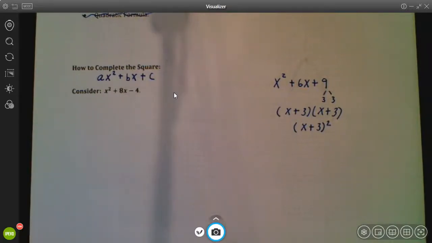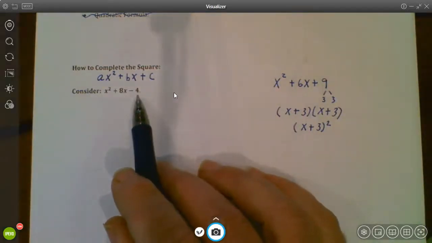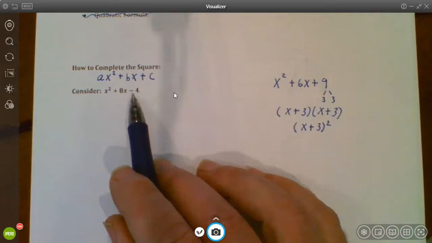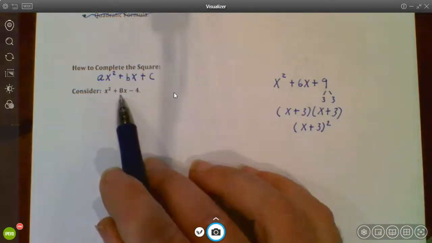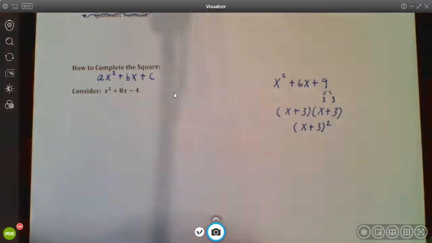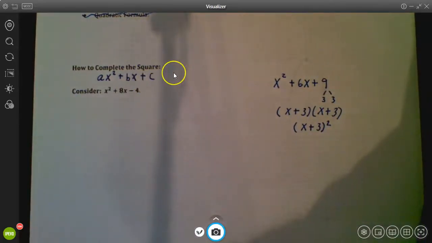So let's look at this process for a minute. If I were to factor this, which is not even factorable, I can't come up with numbers that would multiply to be -4 and add to be 8. Those numbers don't even exist. So this is definitely not a perfect square the way it's written right now. So how do we know if it is a perfect square? And if it's not, how do we make it one?